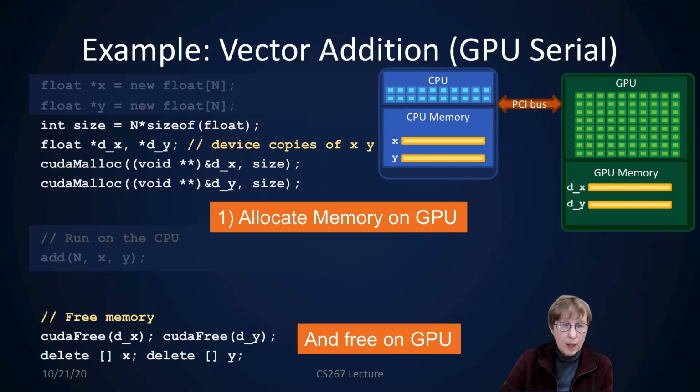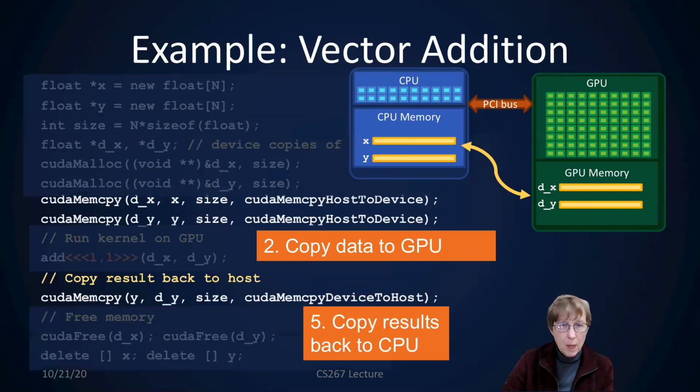And at the end, by the way, we should also free them, at least as good programming style. And so the CUDA free operation is used to do that for memory that's been allocated on the GPU. Now we have to copy the input values. Remember, we filled in x and y with some floating point values. We need to copy those into dx and dy. And that's done with a CUDA memcpy.